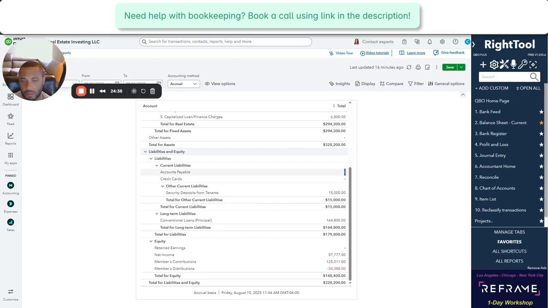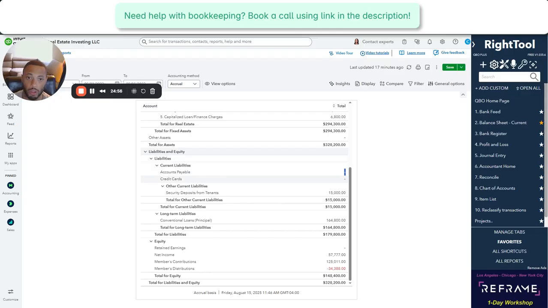Not a lot of businesses use that. Usually if you're on an accrual basis, you'd be using accounts payable. But most of the time, people will just be using credit cards or they'll just be paying through ACH directly right then and there, and they wouldn't use accounts payable. But that's what accounts payable is.